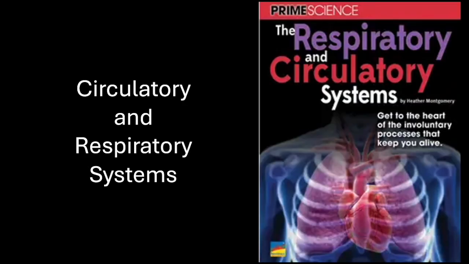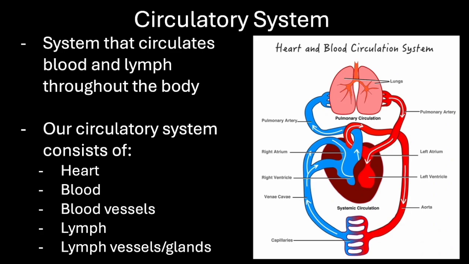Okay, switching gears slightly again. We're going to talk about circulatory and nervous systems. I'm going to go kind of quick because I've been rambling. So we're going to talk about what the circulatory system is. It just circulates blood and lymph throughout our bodies, and the whole system consists of our heart, blood vessels, lymph vessels, and glands.